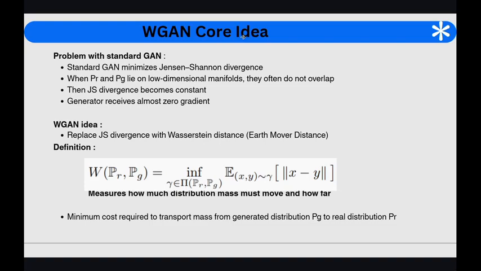So WGAN fixes this by replacing JS divergence with Wasserstein distance. Instead of checking whether real and fake are different, WGAN measures how far apart they actually are. So this gives a more useful learning signal and makes training more stable.